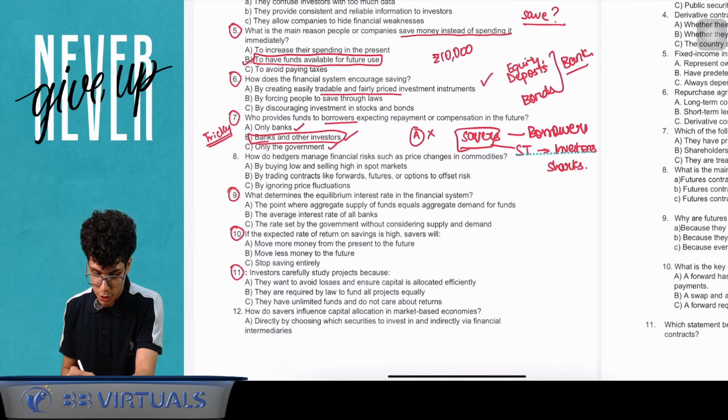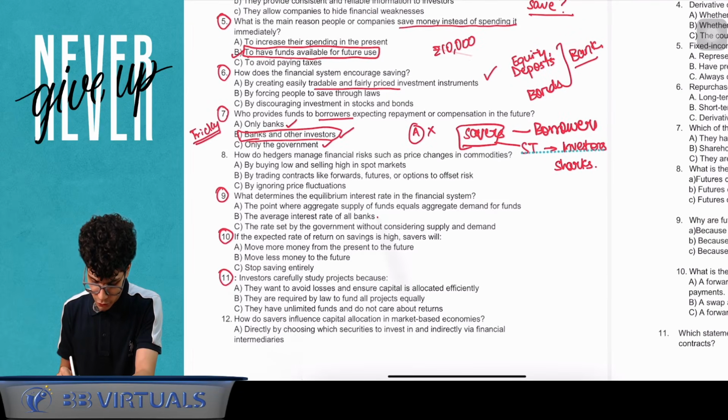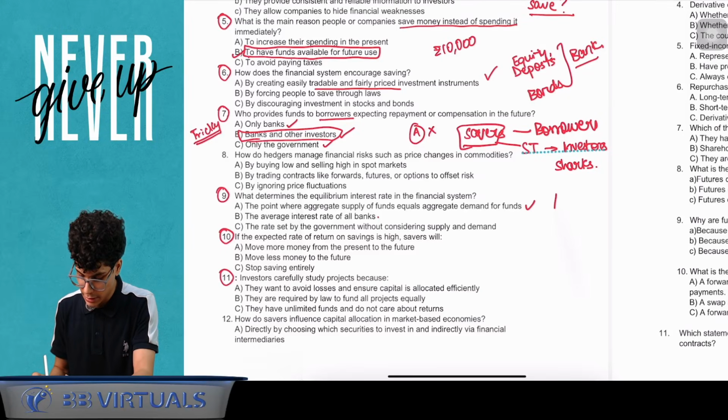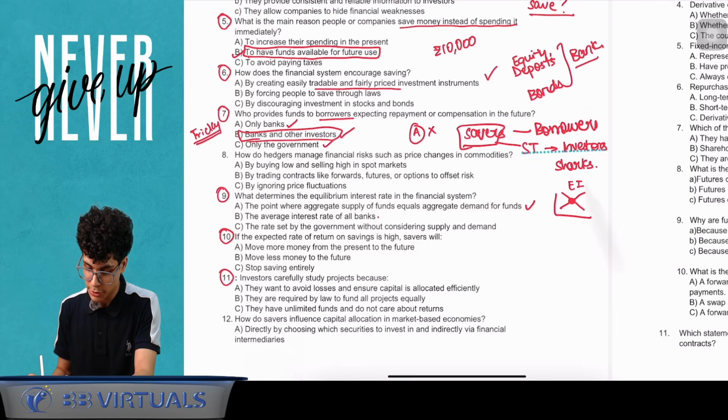Then comes, what determines the equilibrium interest rate in a financial system? The point where the aggregate supply of funds equals the aggregate demand for funds. This sounds correct. Second, the average interest rate of all the banks, or the rate set by the government without considering supply or demand. Answer is A, where the supply curve cuts the demand curve relating to money, that is the equilibrium interest rate.